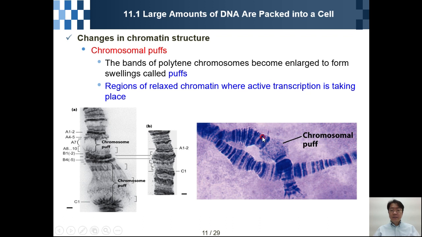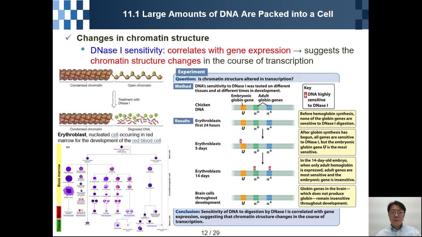Around the darkly stained region, the chromatin is highly complex and compact. In this dense region, transcription is not taking place very well. However, in the chromosomal puff region, this is a relaxed chromatin region where active transcription is taking place. So in the previous slide, we saw how to check the changes in chromatin structure.